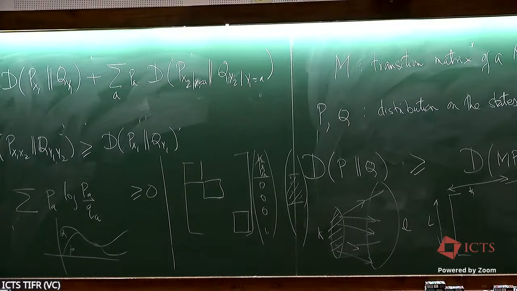I'm trying to explain to you why evolution of a system can only reduce the relative entropy. Intuitively, it is clear, yeah? If we say... sorry, this is a complete word game.